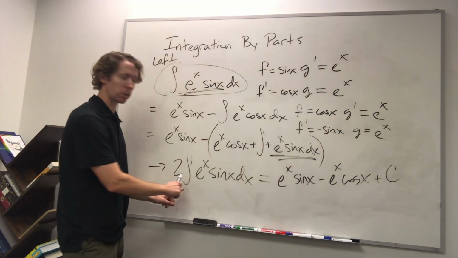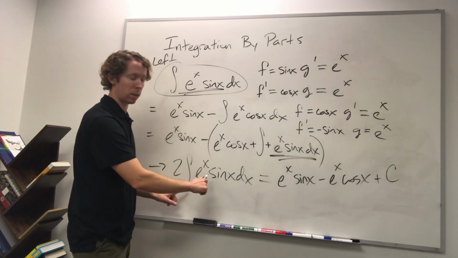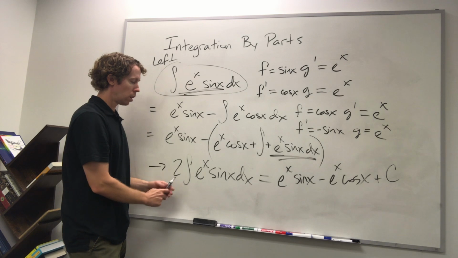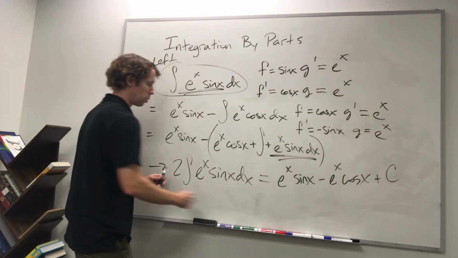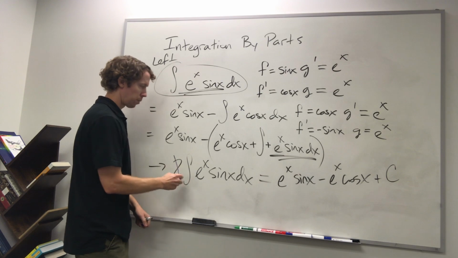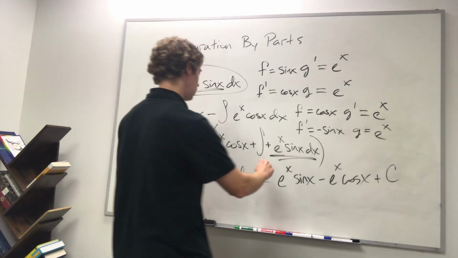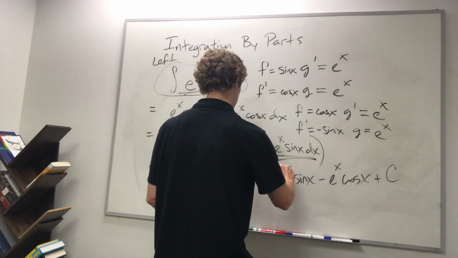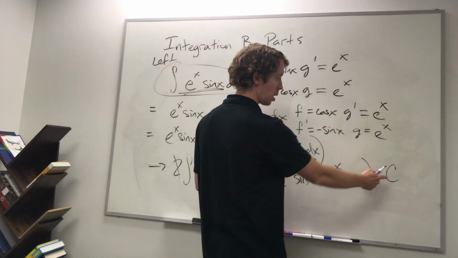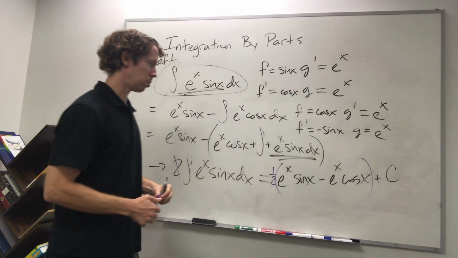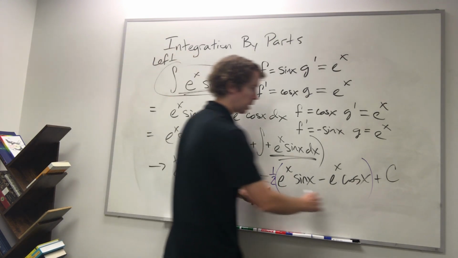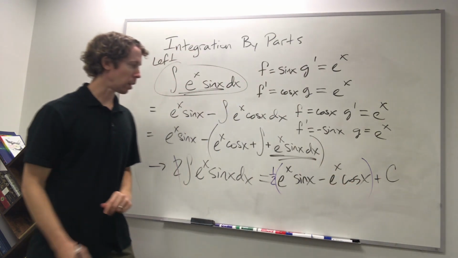All I have to do now is solve for what I wanted algebraically, which means just divide both sides by 2. So if I divide both sides by 2, then this goes away. I get a 1/2 times all of this stuff. And there's no point in multiplying the 1/2 times a constant, because it's still just an arbitrary constant. So this is my final answer.